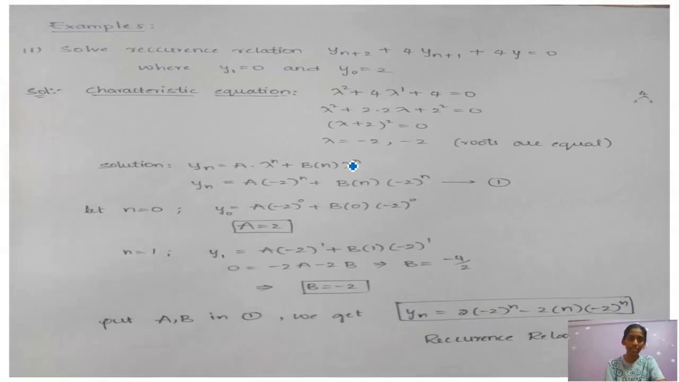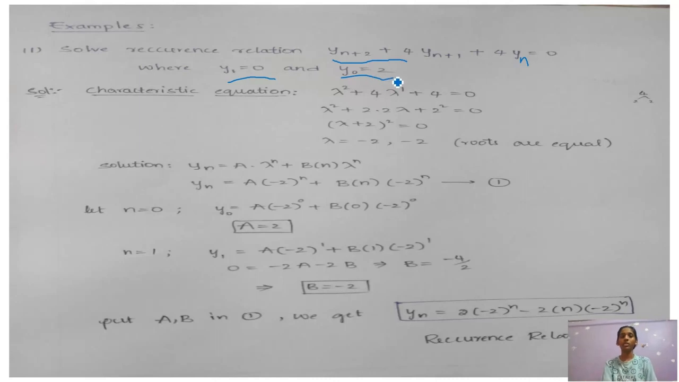So the first example that I am taking here is the equation y n plus 2 plus 4 y n plus 1 plus 4 y n. Okay, for any problem given, we have to solve it in a step-by-step manner. In the question, it is also given that y1 is 0 and y0 is 2.